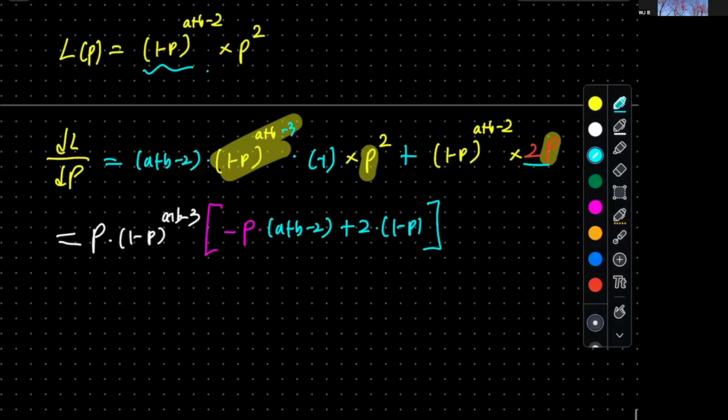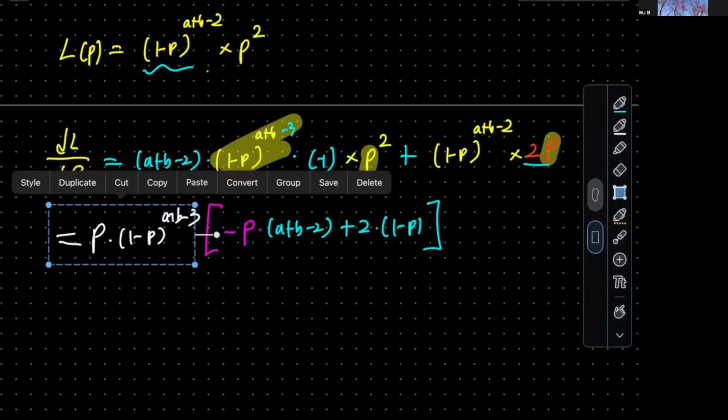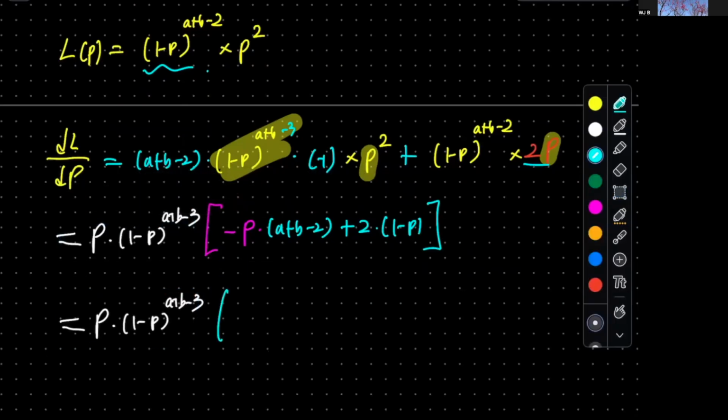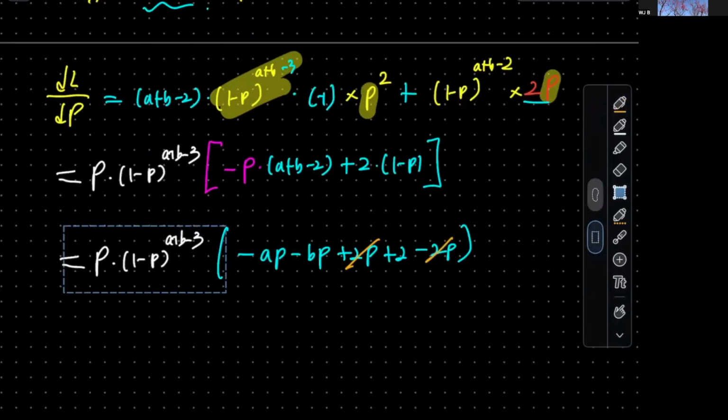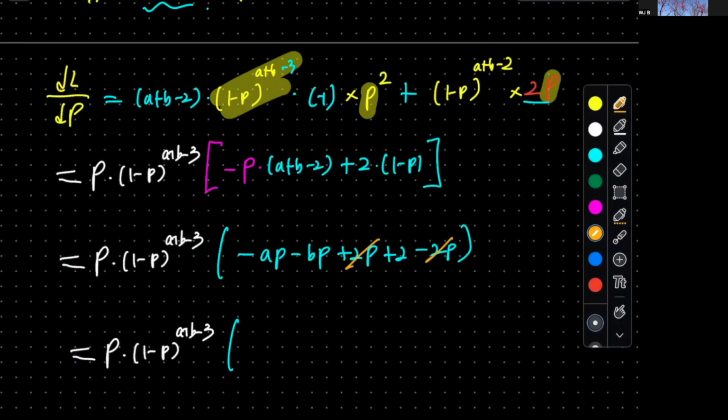Then let's try to simplify further within the bracket. So it's going to be −ap − bp + 2p + 2 − 2p. Okay, that's great. So I can cancel out the 2p. That's nice. Then I have (2 − (a + b)p), right? So that's my first derivative.